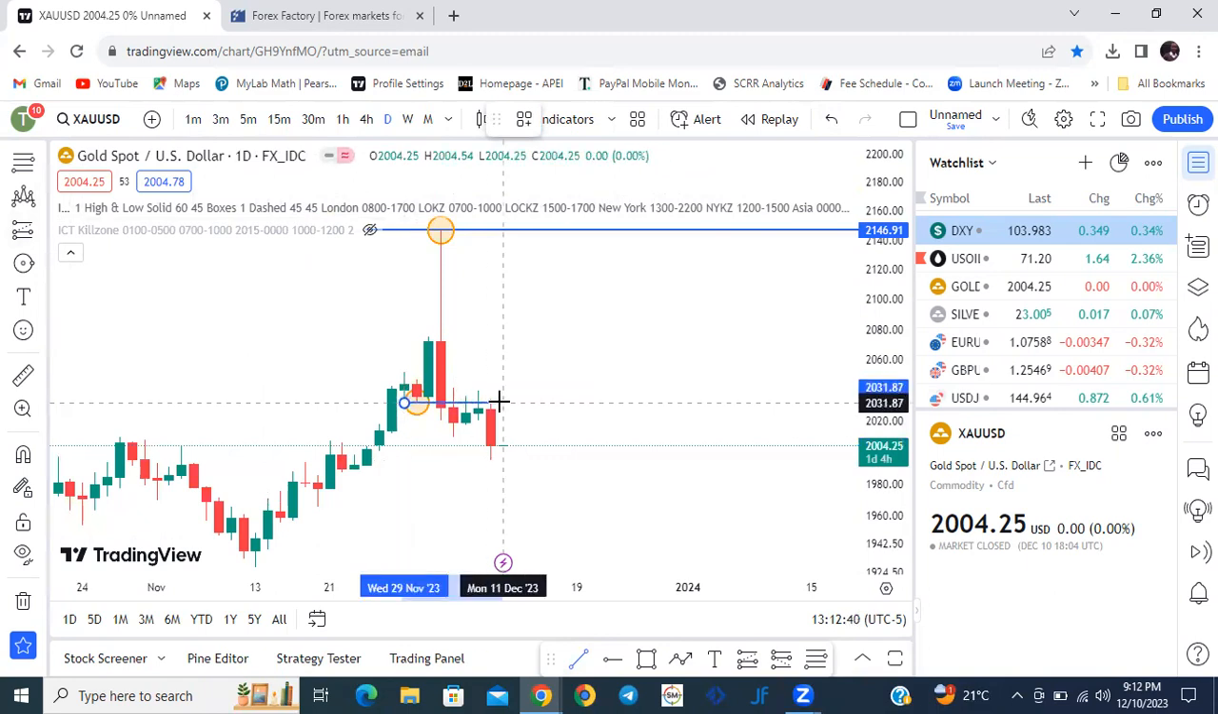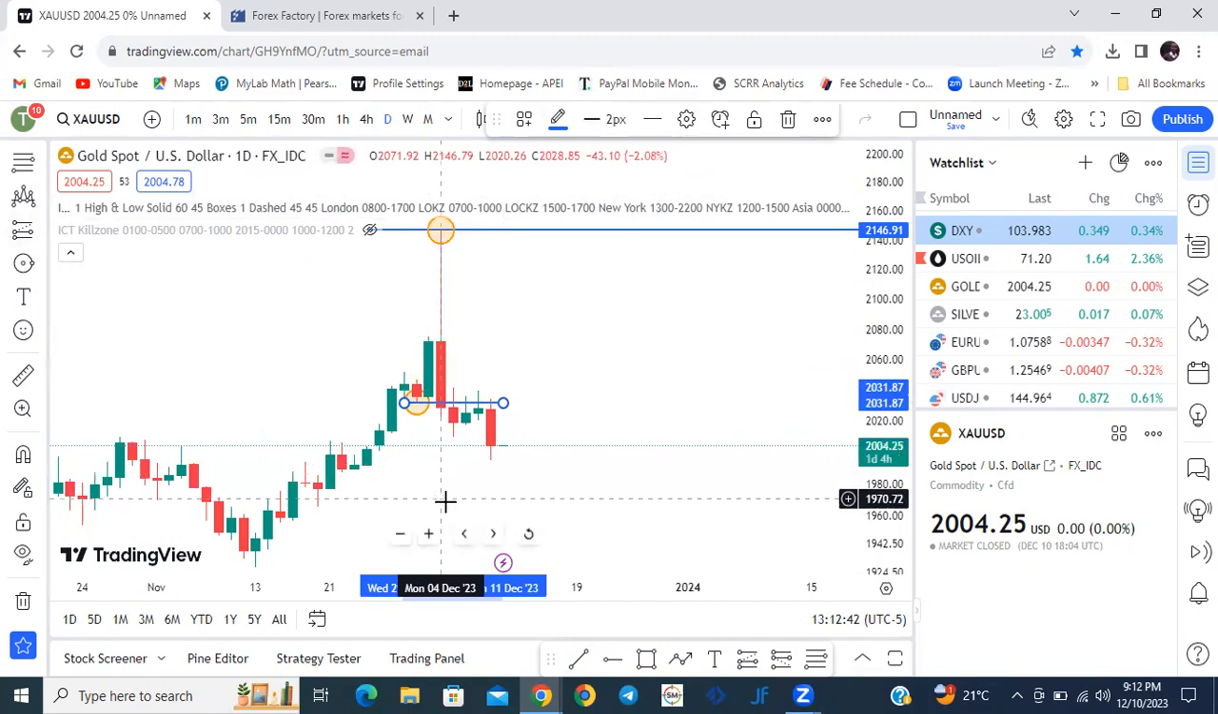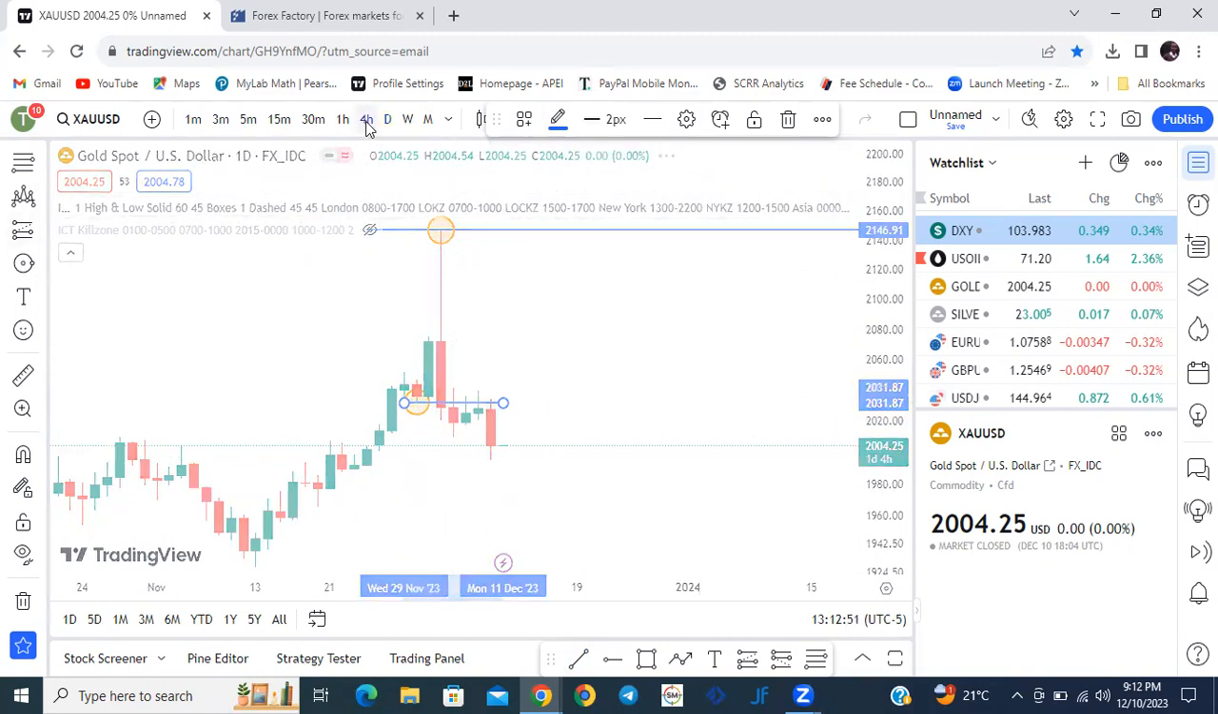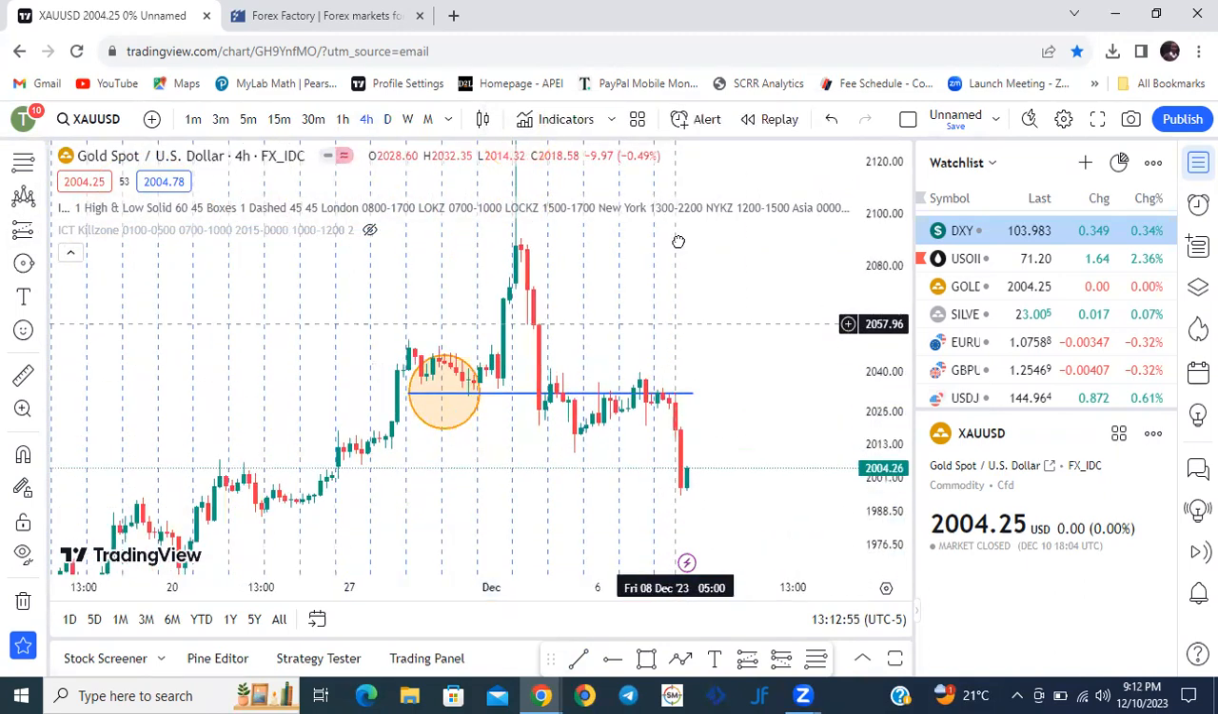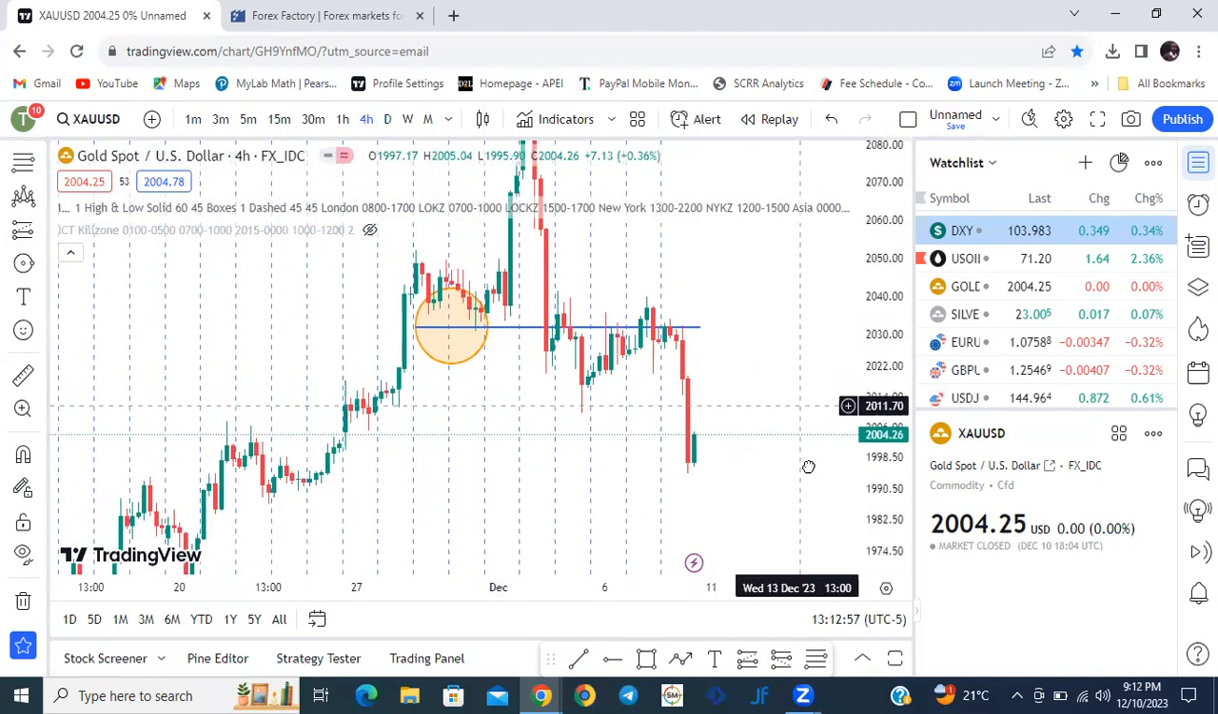So this was the breakout. This was the breakout candle, and the market came back to retest within this region, and you can see the price has been struggling to go above that region. So from the 4-hour time frame, let's see what we have.